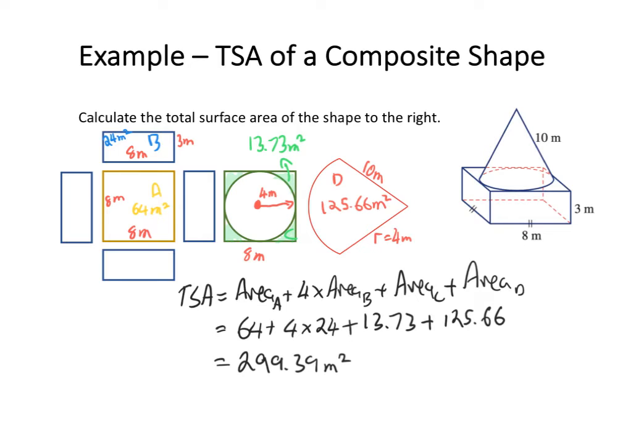So by drawing a net and breaking down the 3D composite shape into its individual components, we can go through and calculate the area and then add up all of those individual areas to calculate the total surface area of the composite 3D shape, which for our example adds up to 299.39 meters squared.